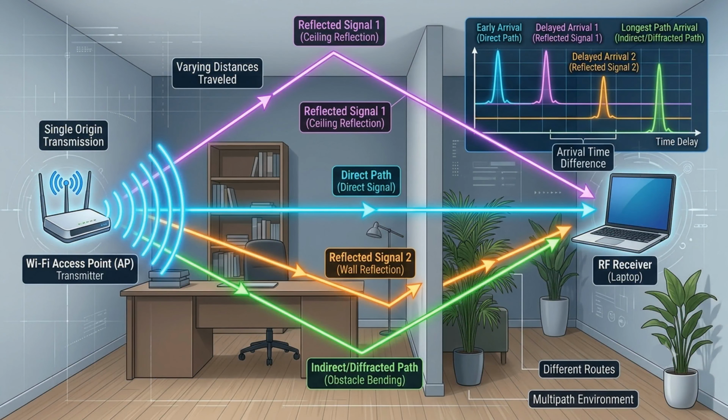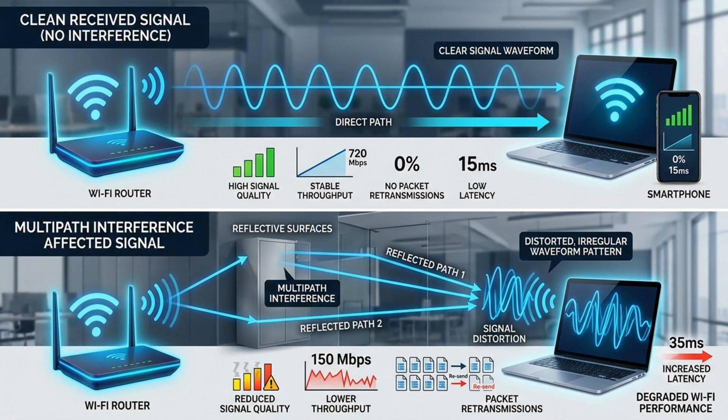In a multipath environment, the receiver may receive several versions of the same signal, each having traveled a different route. Some signals may arrive earlier, while others arrive later due to the longer paths they have taken. These reflected signals can interfere with one another, causing signal distortion, reduced throughput, increased packet retransmissions, and degraded Wi-Fi performance.